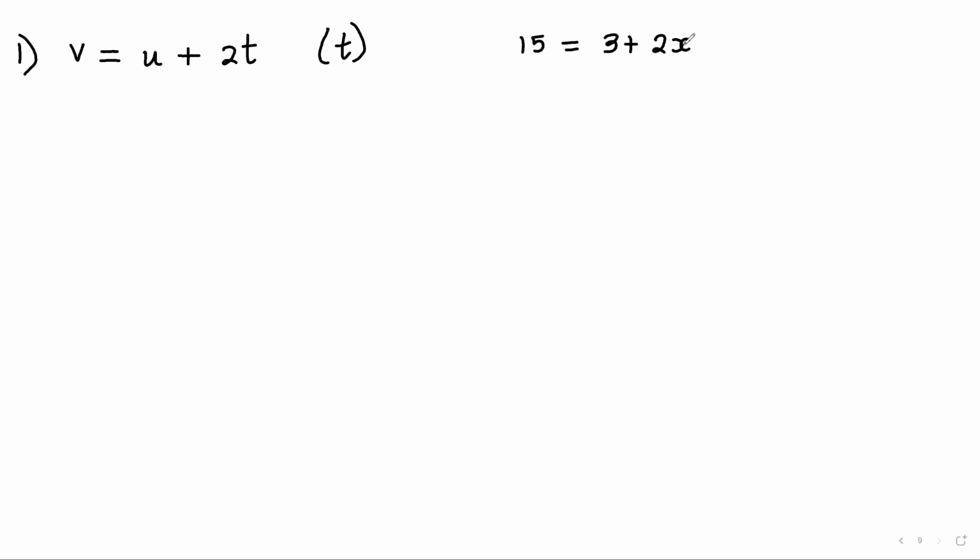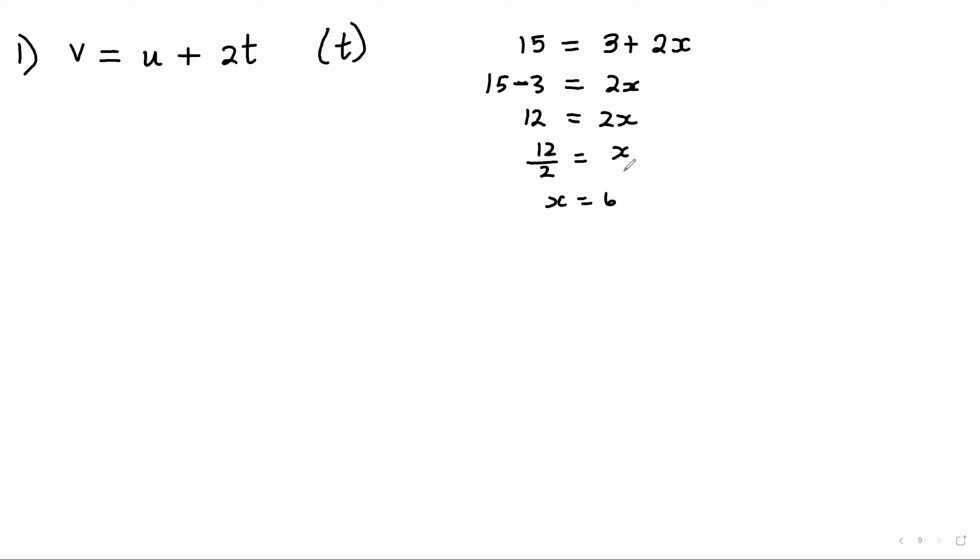To solve for x, I would first have to minus 3. So I'll have 15 minus 3 is equal to 2x. And 15 minus 3 is 12. Then to get x, I would have to divide by 2, right? So x is equal to 6. Now, this question, v is equal to u plus 2t, is identical to the steps that we did in solving for x on the right-hand side there, except instead of 15 and 3, I have v and u.